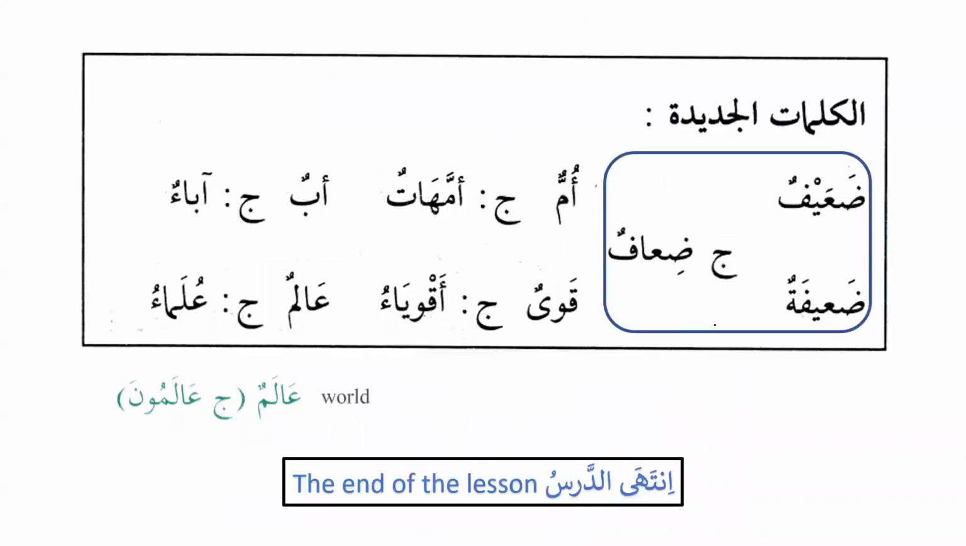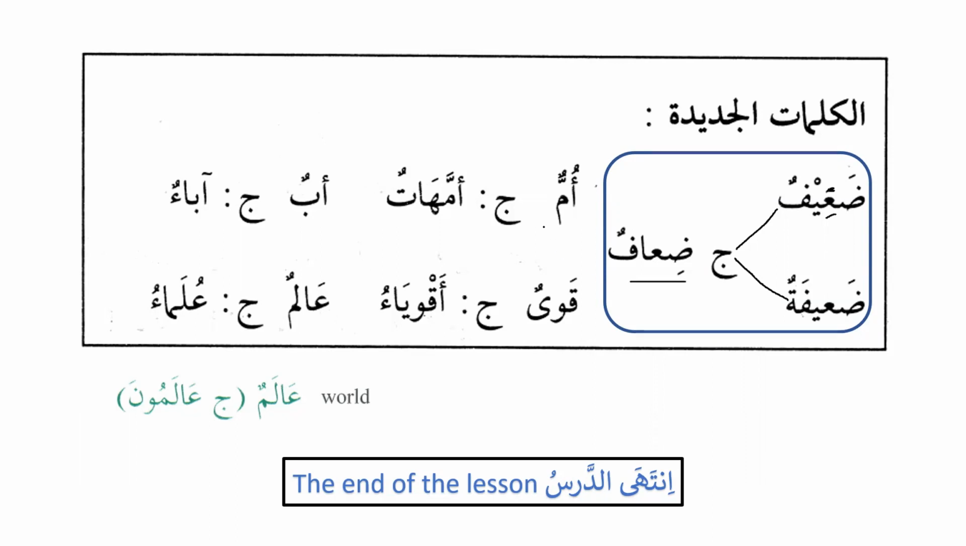Al-kalimatu al-jadidah, the new words. Da'ifun, small typo here, da'ifun and da'ifatun. Both of them have the same plural, and the plural is da'afun. Similarly, tawilun wa tawilatun, tiwalun; kabirun wa kabiratun, kibarun; da'ifun wa da'ifatun, di'afun. So the plural is the same.